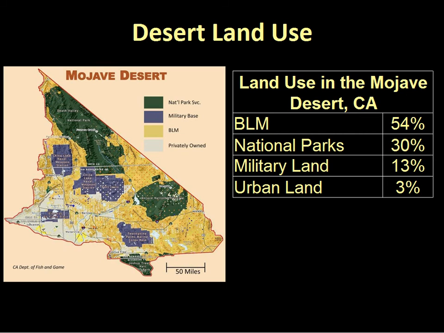So the significance of these in the arid landscape, first I wanted to go over just a little bit about the land use in the desert region. This is a map of land use in the Mojave Desert portion that's in California. And you can see there's a very large area of land that's owned by the Bureau of Land Management, several military bases, which are in purple, and then a lot of national park land that's in green. So we have a lot of relatively undeveloped land in the desert.